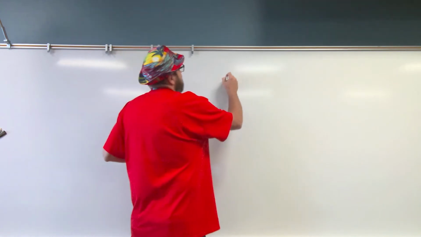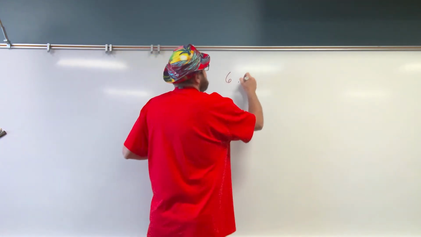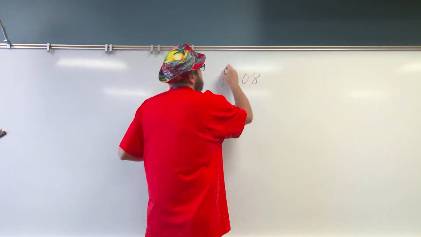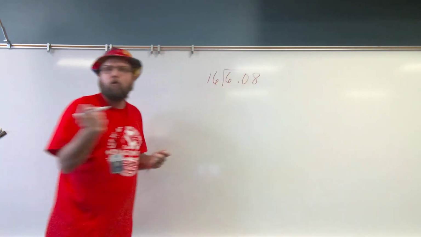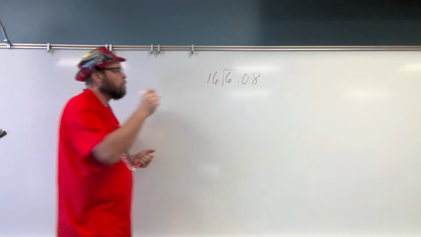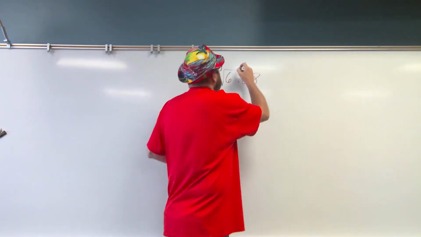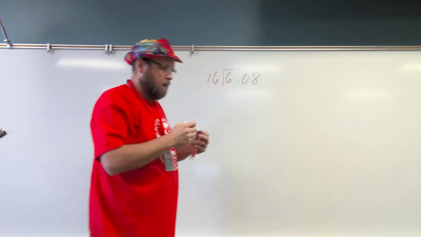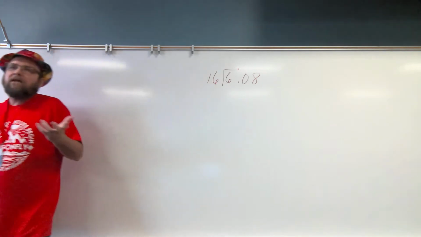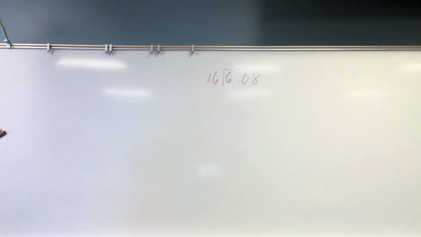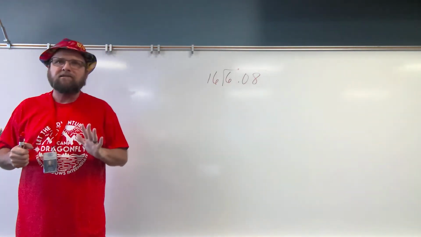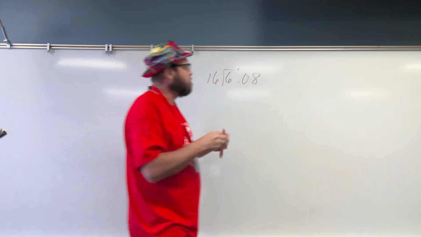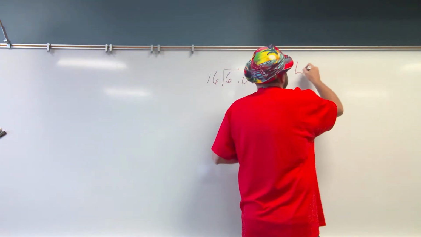First, we had 6 and 8 hundredths divided by 16. I know when I divide with decimals, my decimal point goes straight up. Now, estimating this, I know 16 is not going to go into 6, so my estimate's going to be less than 1.